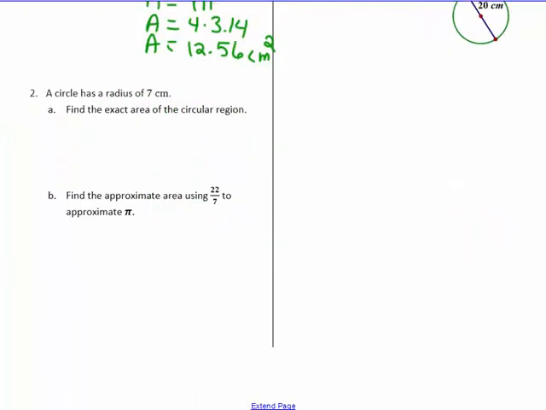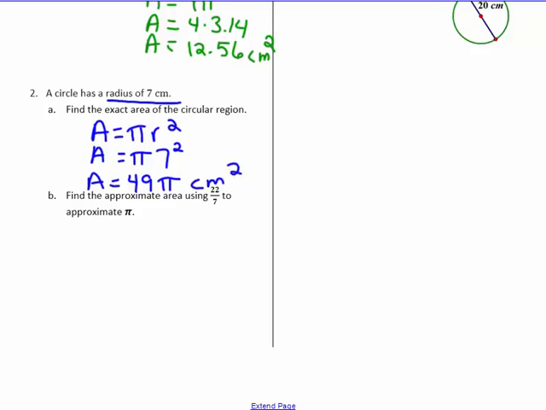So here we have a circle that has a radius of 7 centimeters. All right, so we have to make sure we have radius. Find the exact area. So again, we're going to start with A equals pi r squared. We're going to fill in 7 for my radius. I'm going to keep the pi symbol. I'm going to figure out what 7 squared is, which is 49, 7 times 7, and we keep that pi symbol. So the exact area is 49 pi centimeters squared.